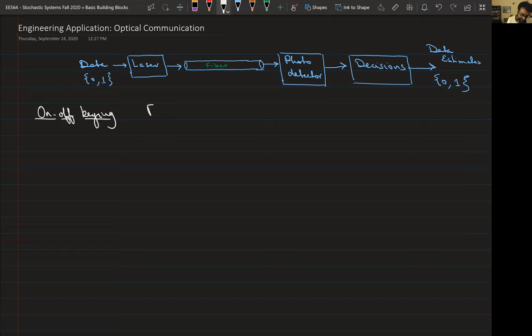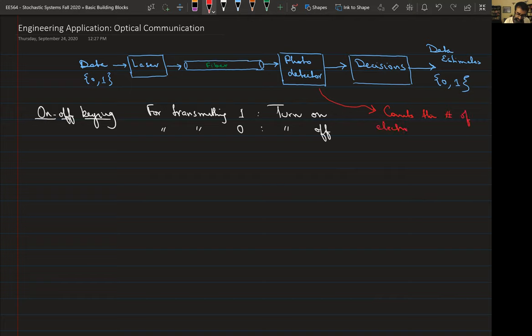So we use on-off keying, which means for transmitting one, you turn the laser on, and for transmitting zero, you turn it off. Now, what does the photodetector do? Essentially, you can say it counts the number of electrons generated due to the incident light.